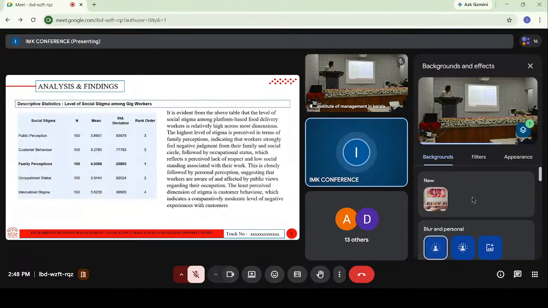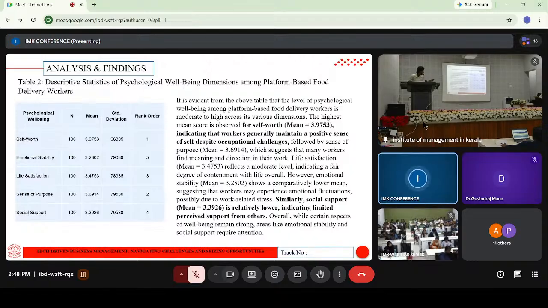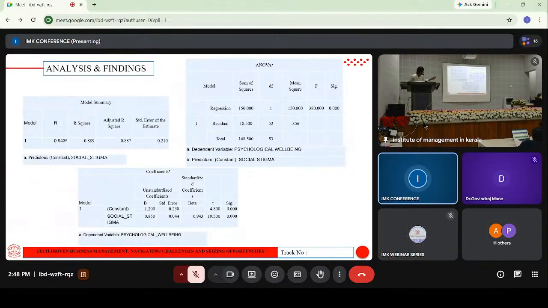So, the analysis and findings. As we can see in the table on the level of stigma, family perception is on top, meaning they face a lot of negative judgment within their family and background. Occupation is second, which suggests that they do not get enough respect from society. Moving on to the next table, the dimensions of psychological well-being. Here we can see emotional stability and social support are very low, which suggests they are not getting enough of them, and this requires attention. The overall summary score is 0.889, which suggests a very positive relation between social stigma and psychological well-being.